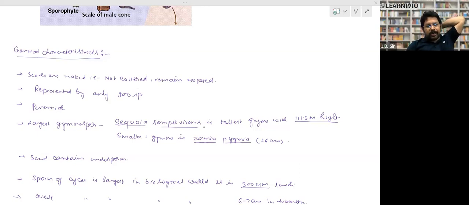The smallest gymnosperm is Zamia pygmaea. It is only 26 centimeter. Clear?